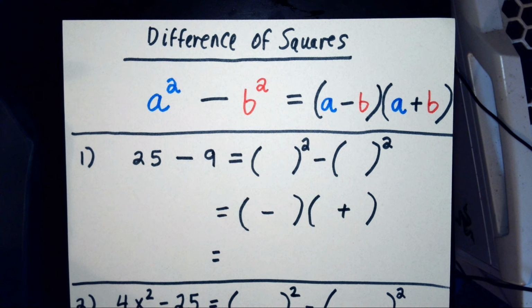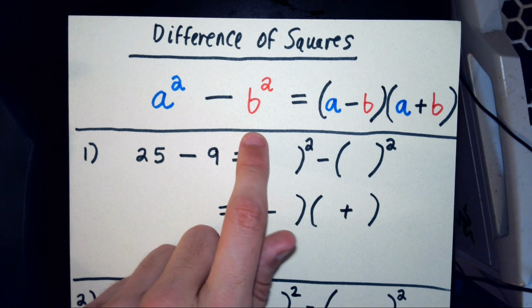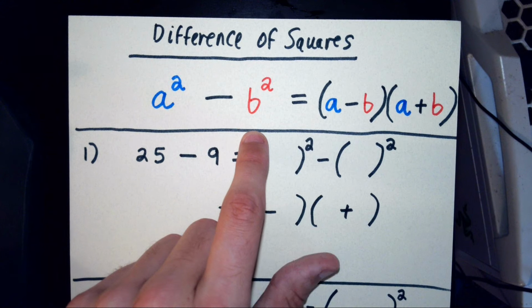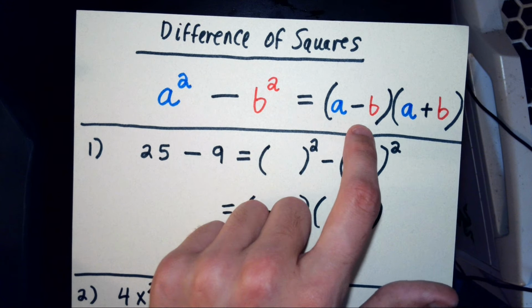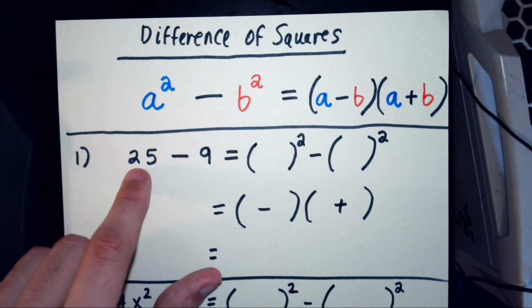Hello everyone. In the last video we looked at factoring some trinomials. In this video we're going to go on to our next factoring method, which is called the difference of squares. With the difference of squares, you take something of the form a squared minus b squared. So you're taking a square minus another square, and you could always write it as a minus b times a plus b. Let's see this with an example.